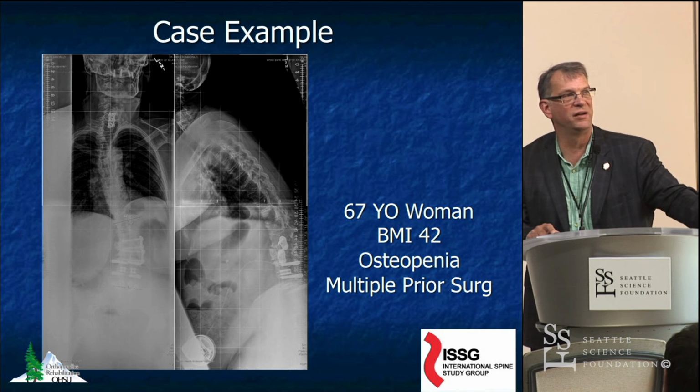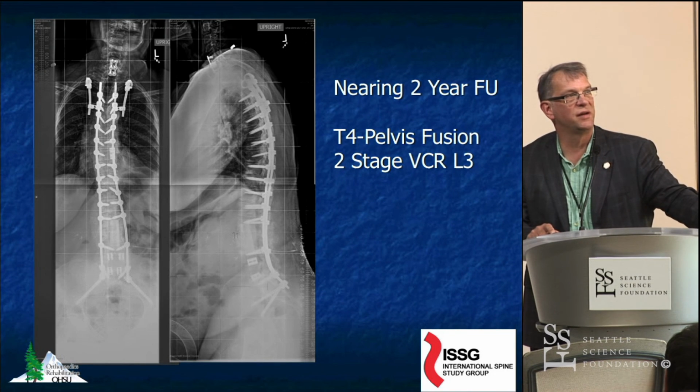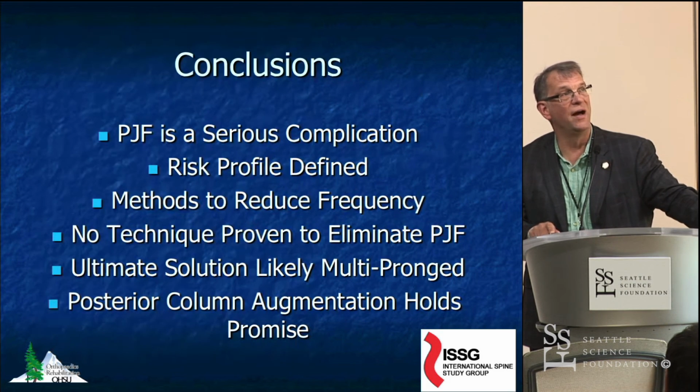And here's one final case example out of that patient population. You can see a heavy woman, advanced age, high BMI, and osteopenia on DEXA scan, multiple prior surgeries, and we did a 3-column osteotomy with actually a VCR and second stage anterior reconstruction, and she has done very nicely now past a 2-year follow-up without significant junctional problems. And that shows you a little bit, you can see the vector at the upper end of the construct. That's how we have typically applied that.